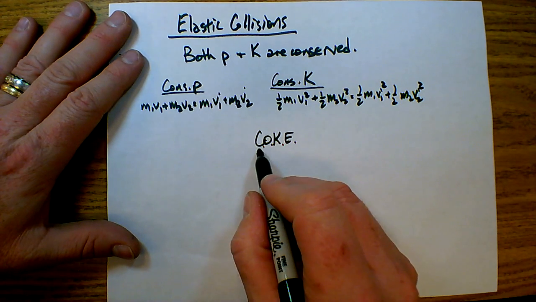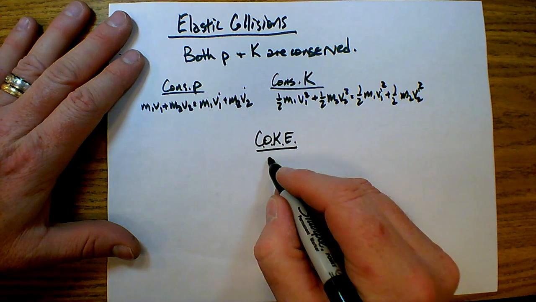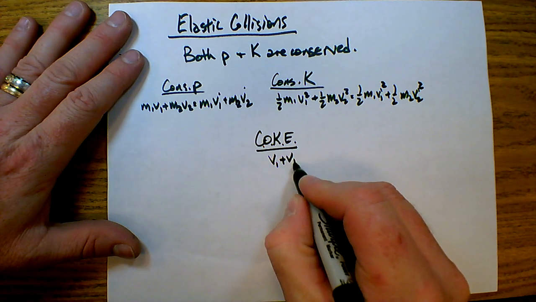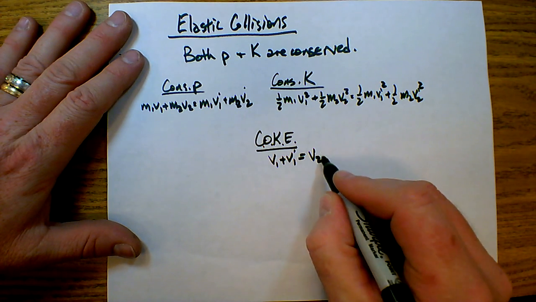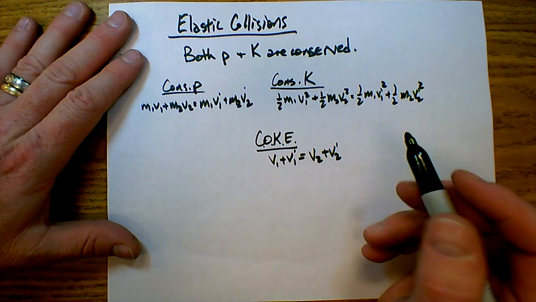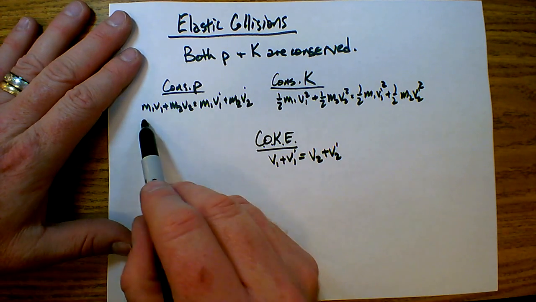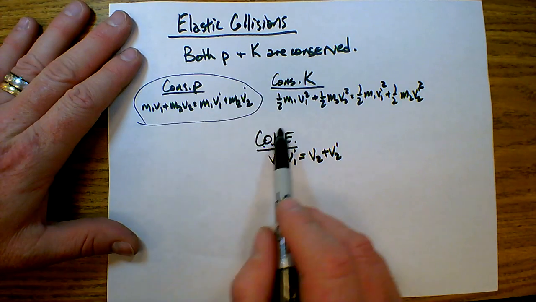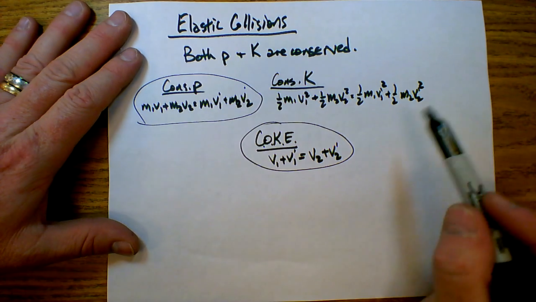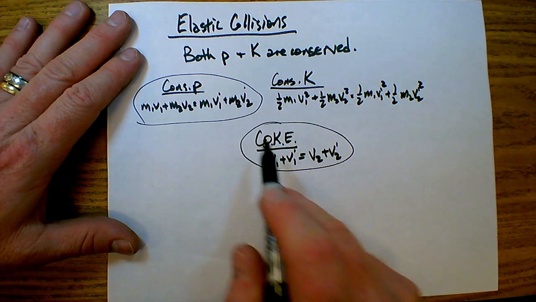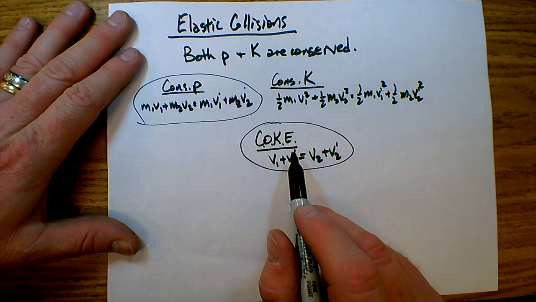Our KOCE equation that we derived from conservation of kinetic energy says that v1 plus v1 final equals v2 plus v2 final. So anytime I have a collision that I know is elastic, I'm going to go with conservation of momentum and my KOCE, my conservation of kinetic energy equation. That gives me two equations, which allows me to have two unknowns that I can then solve for.